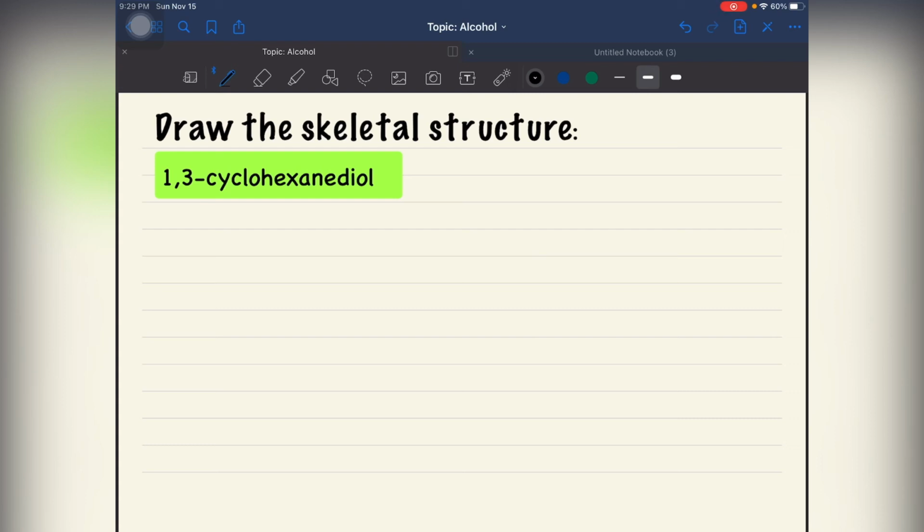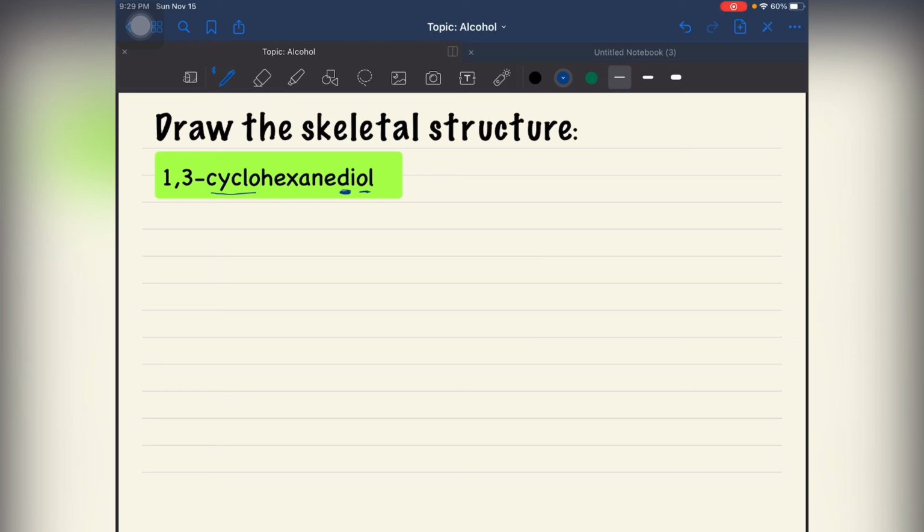Okay, next. Draw the skeletal structure of 1,3-cyclohexane diol. As you can observe, we have here a cyclo. So, ibig sabihin, closed figure siya. And aside sa closed figure siya, meron tayong naka-indicate dito na di. So, ibig sabihin, may dalawa. What do you think it is? Is it an alkyl or a functional group? Okay, very good. It's actually the functional group, which is the OH.